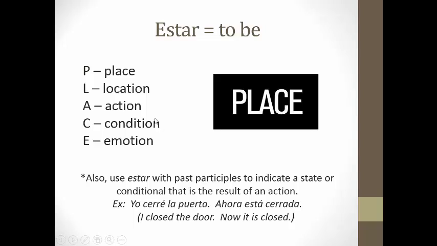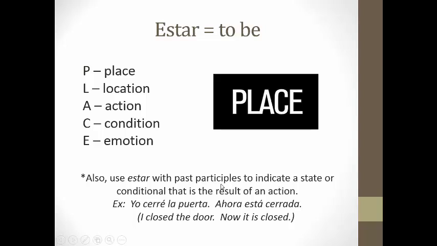Okay, so the chair is broken, that's a condition. Or I am sad, that's a condition. And then emotion kind of ties in with condition a little bit. Okay, I'm happy, I'm sad, I'm frustrated, I'm nervous, etc. Besides the acronym PLACE, you also need to use estar with past participles.